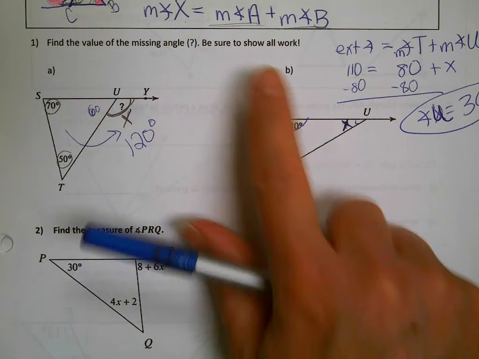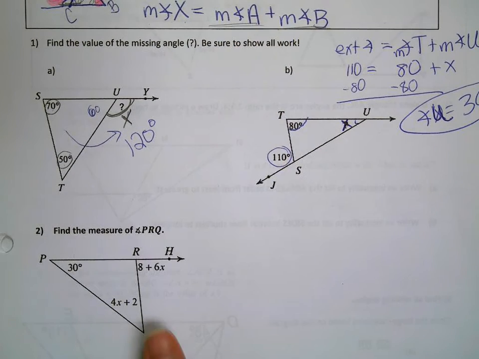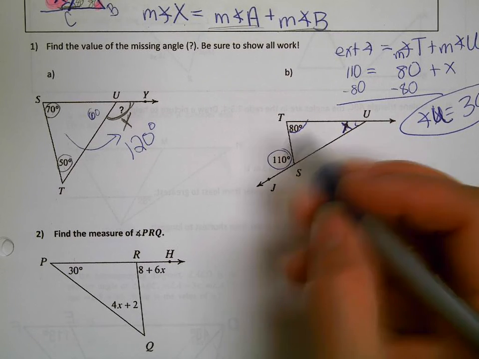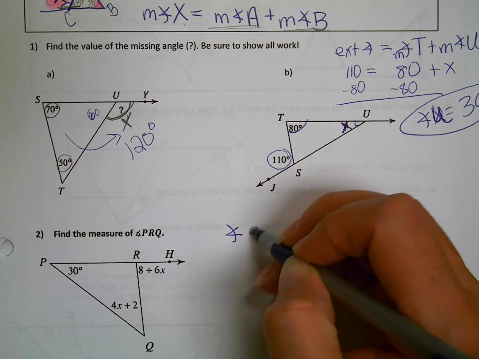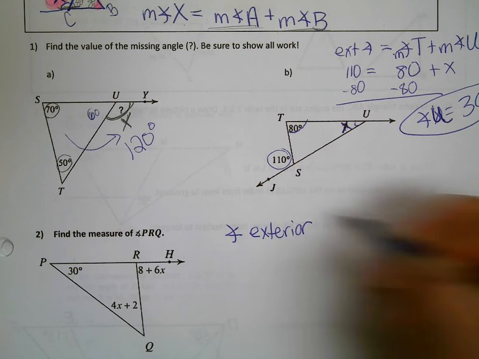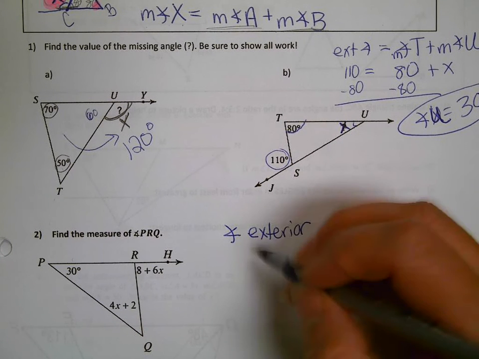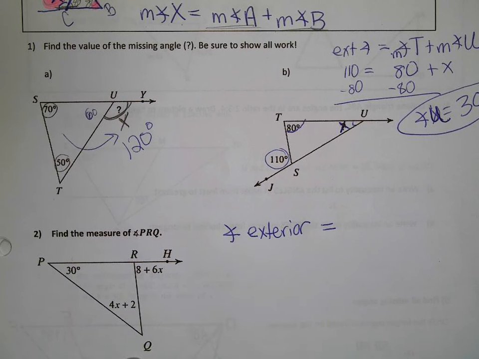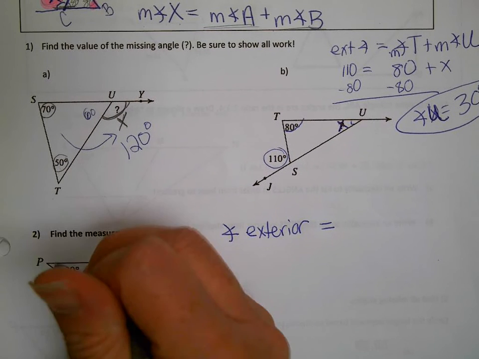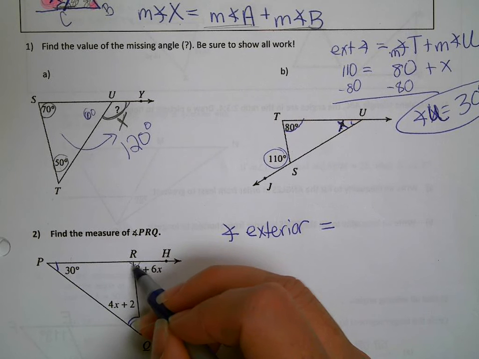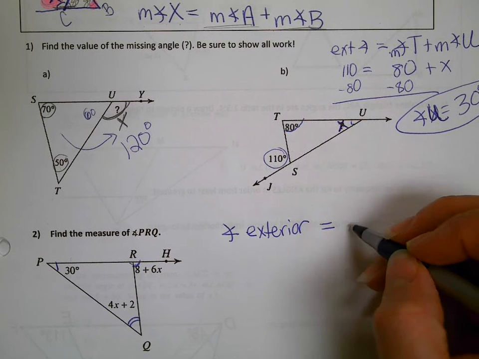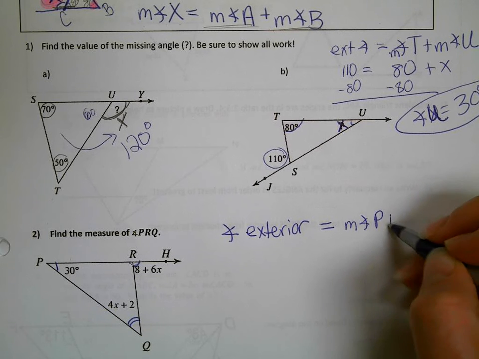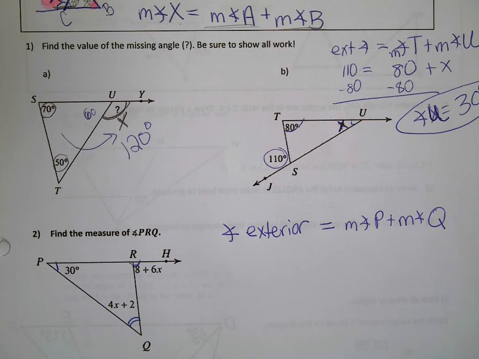However, we need this theorem, this angle X equals angles A plus B, for a question like number 2. So again, the rule says the angle outside, or the exterior angle, okay, the angle exterior or the angle outside equals, in our case, it's going to be angles P and Q here. These angles P and Q do not touch the outside angle at R. So the exterior angle here is going to equal the measure of angle P plus the measure of angle Q. So again, this outside angle is represented by the expression 8 plus 6x.